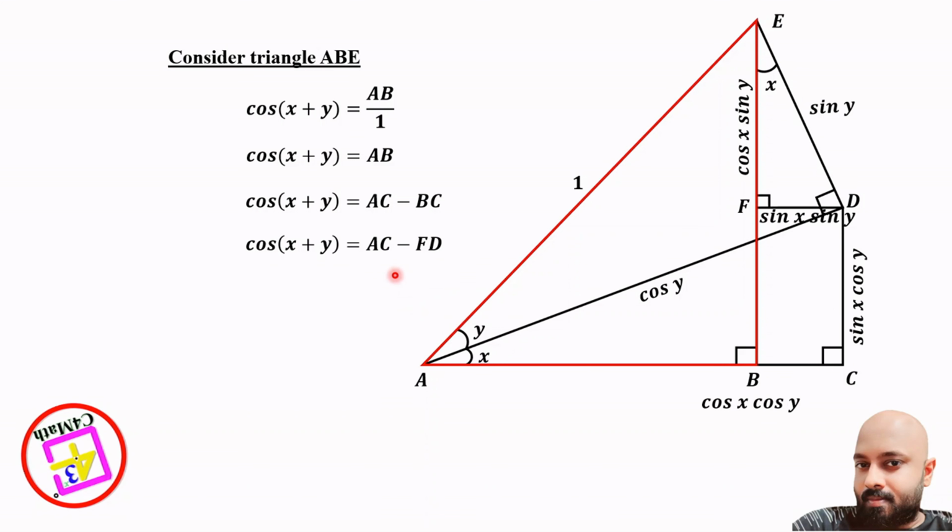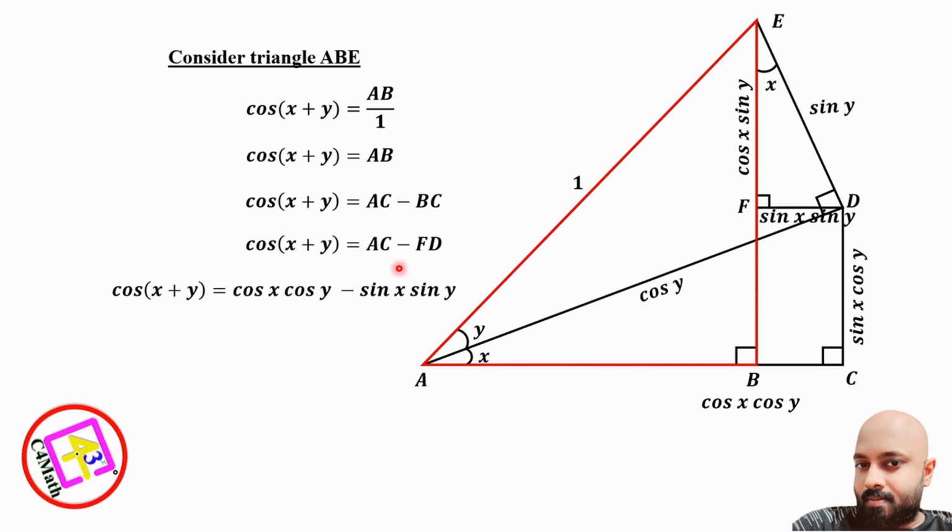Then substitute the values of AC and FD. What is the value of AC here? That is cos x cos y, and the value of FD, that we know, is sin x sin y. Substitute here. That means we will get the second identity: cos of x plus y is equal to cos x cos y minus sin x sin y. That is the second one. Okay, thank you.